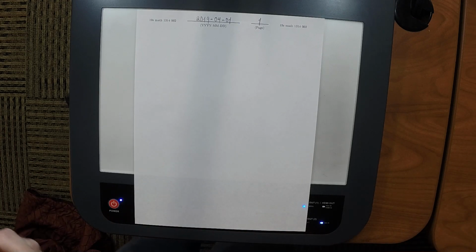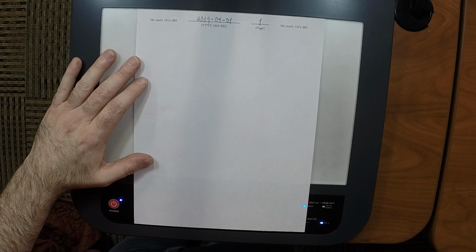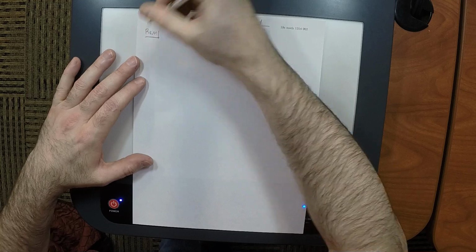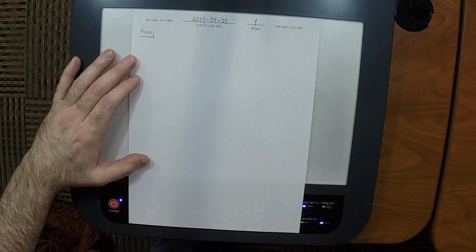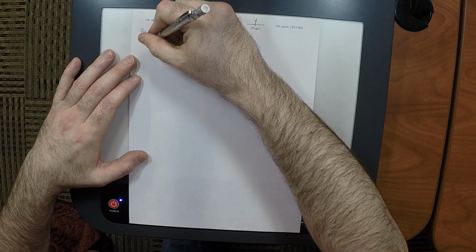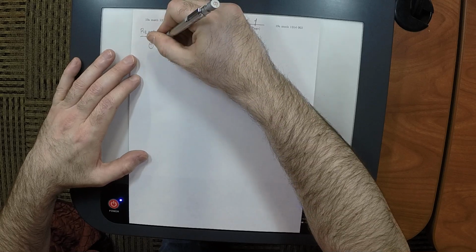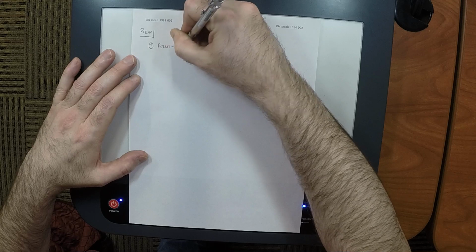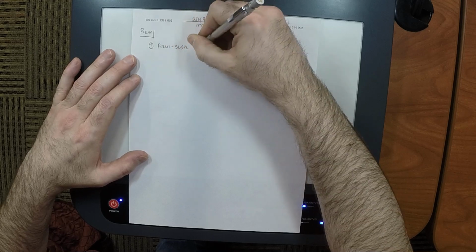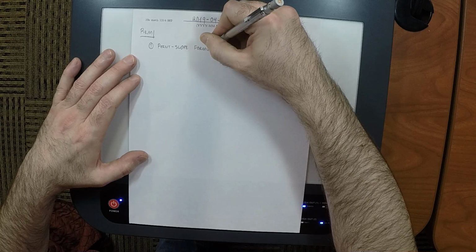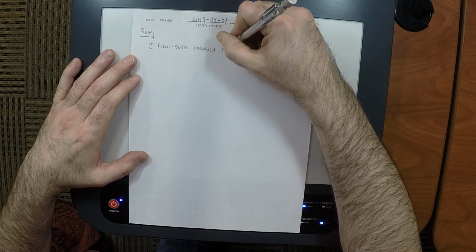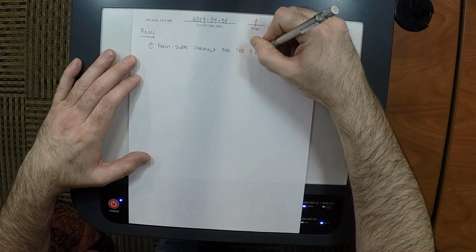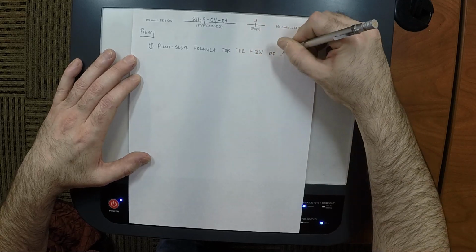So, we've been talking about lines, and we've still got plenty of things to say about lines. But just as a recap of what we've already said, first we have the point-slope formula for the equation of a line.